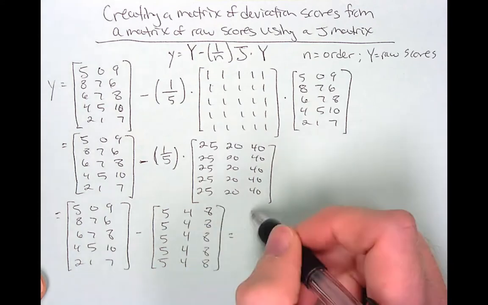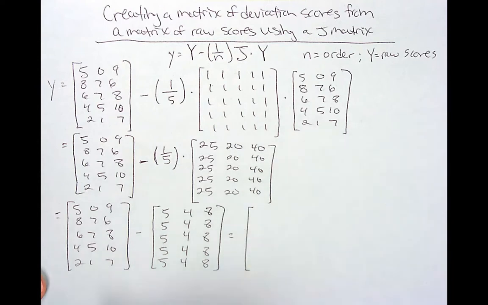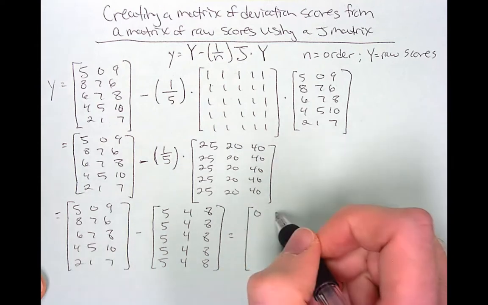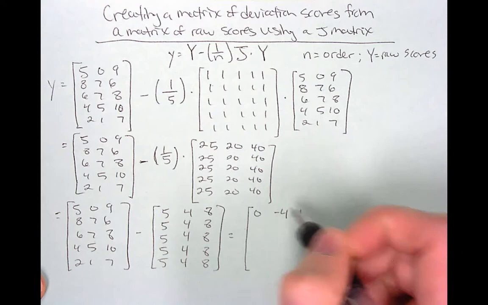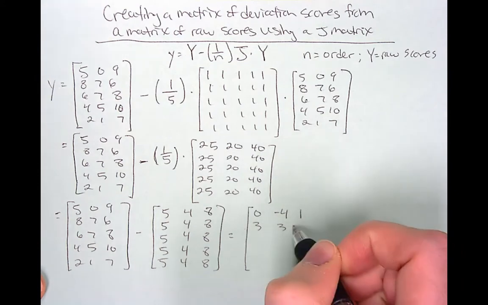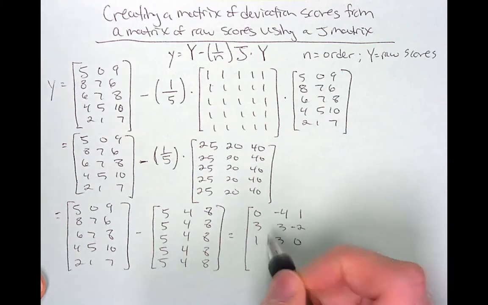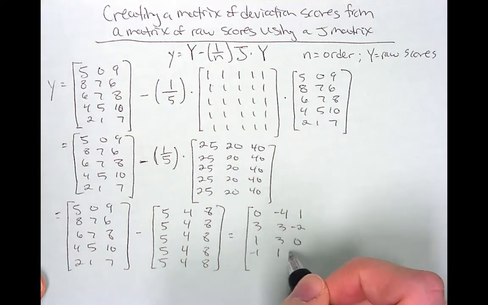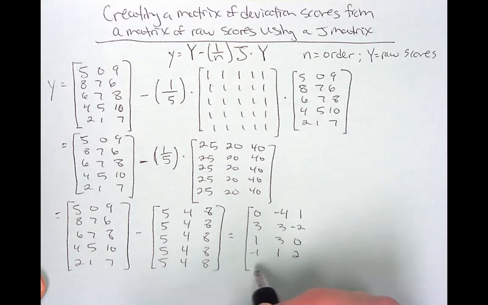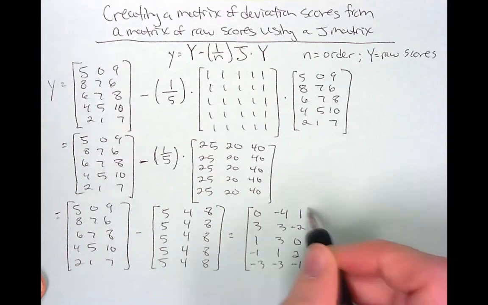And we do simple subtraction, and we get 0, negative 4, 1, 3, 3, negative 2, 1, 3, 0, negative 1, 1, 2, negative 3, negative 3, and negative 1.